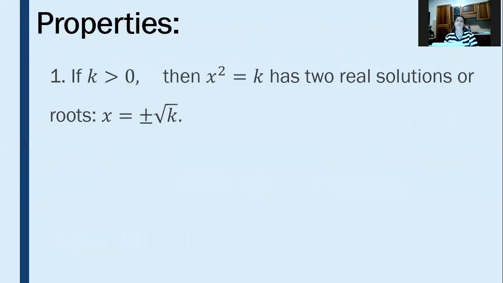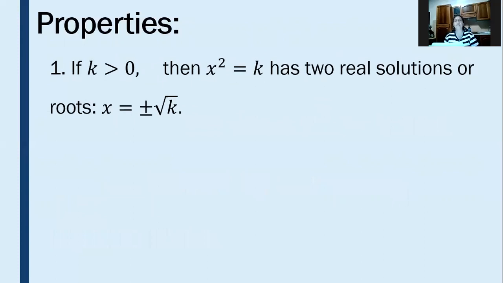Next, we have to consider the different properties. For number 1, if k is greater than 0, the constant number k, then x squared is equal to k has two real solutions or roots: x is equal to positive or negative square root of k.